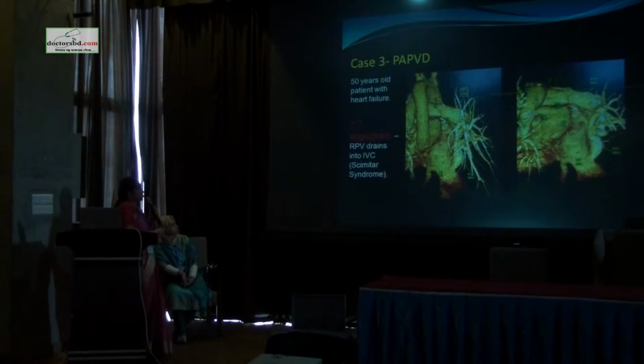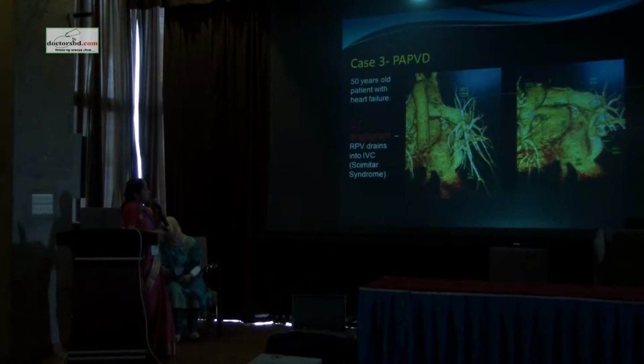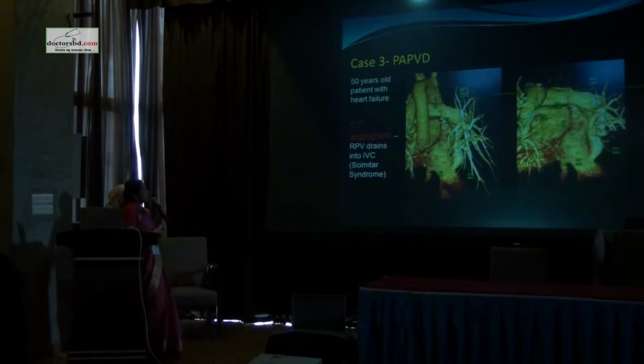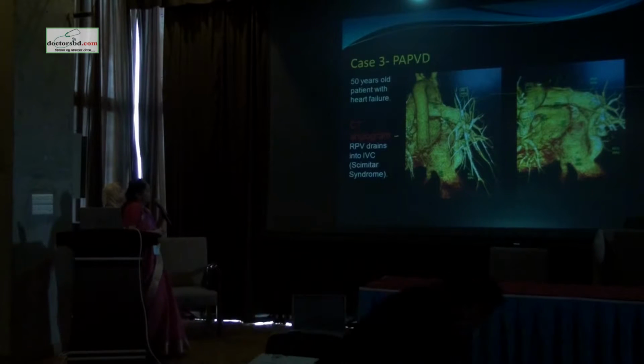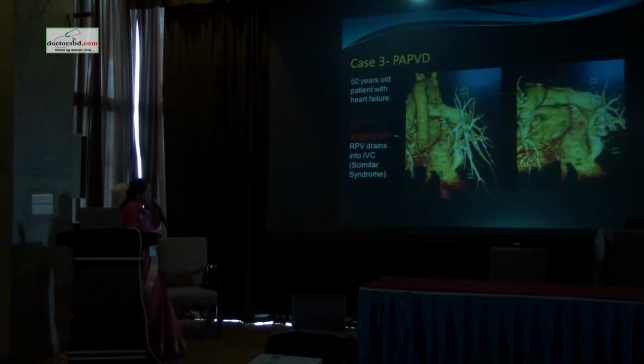This is a case of Scimitar syndrome, that is partial anomalous pulmonary venous drainage. This 50-year-old patient came with heart failure, and as no reason was found for the heart failure, a CT angiogram was done. We see a very close view of the red vessels.